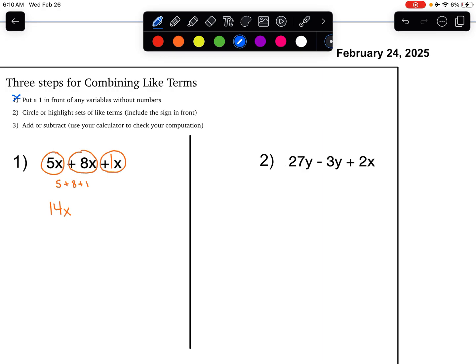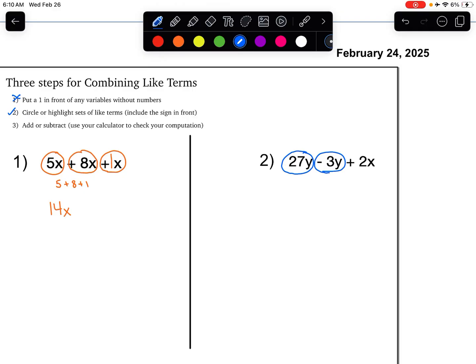All right, now we're going to highlight or circle any sets of like terms, including the number in front. So 27y and negative 3y, or minus 3y. 2x does not have a like term, so we're just going to leave it for now. We're not going to cross it out or do anything else. We're just going to leave it. All right, so we have completed step 2.